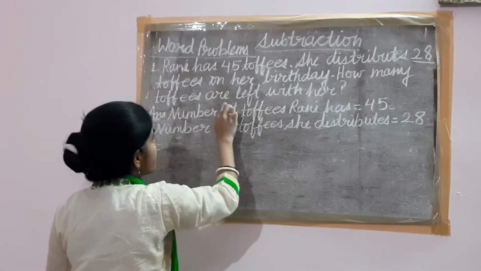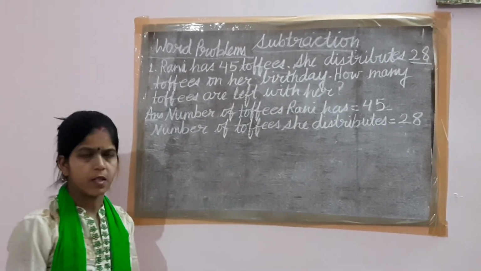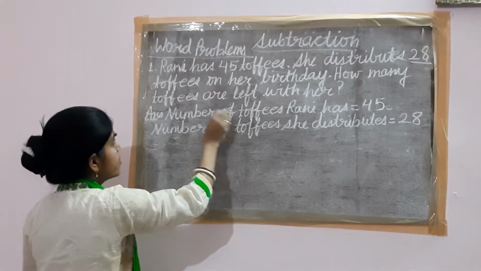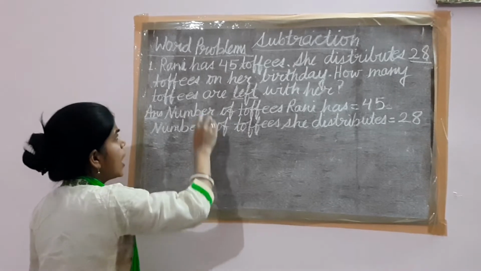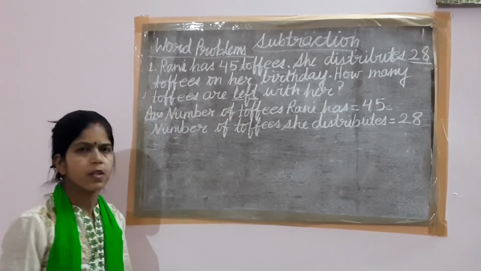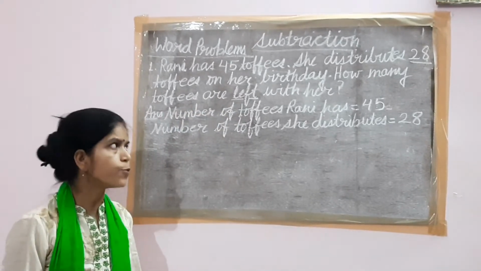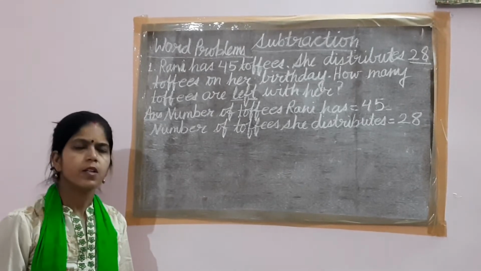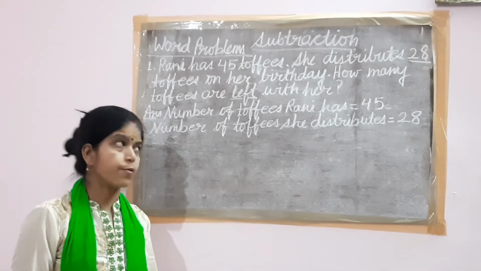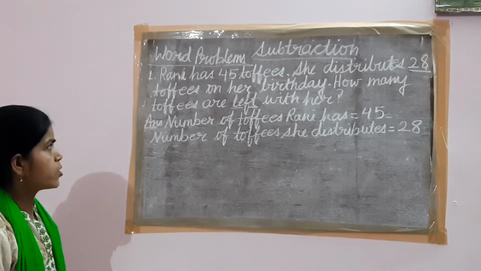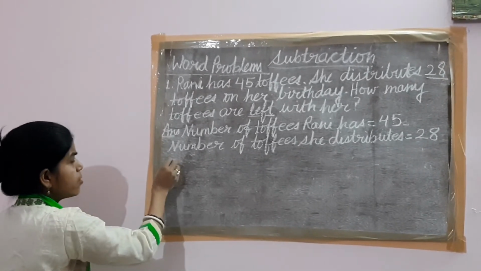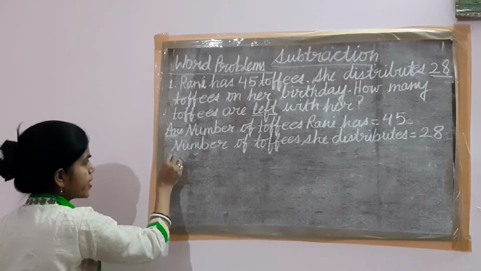Then, how many toffees are left with her? It is asking. See the word here: left comes. How many toffees are left? So wherever you see this word, simply that type of problem is related to subtraction. So now here the third statement we will write.